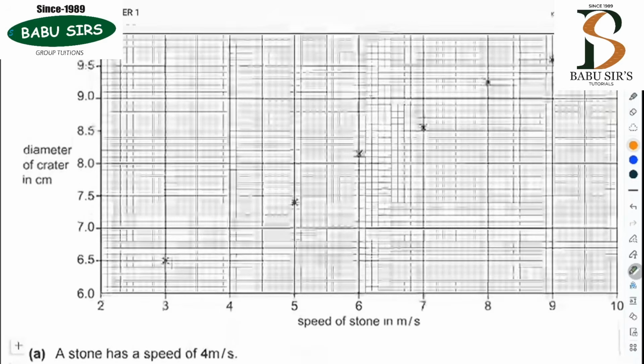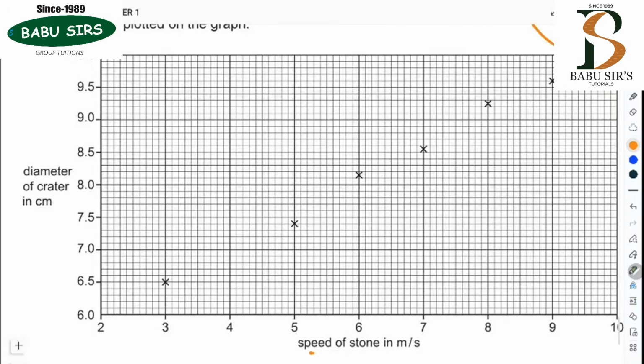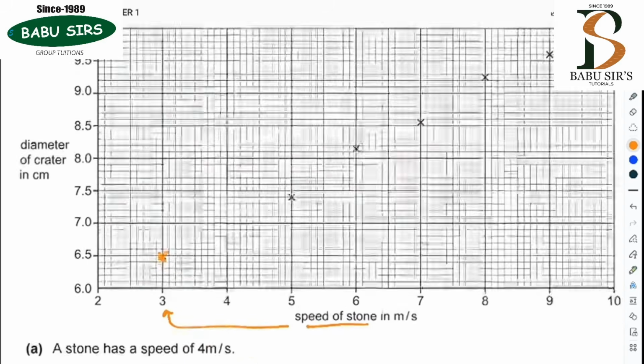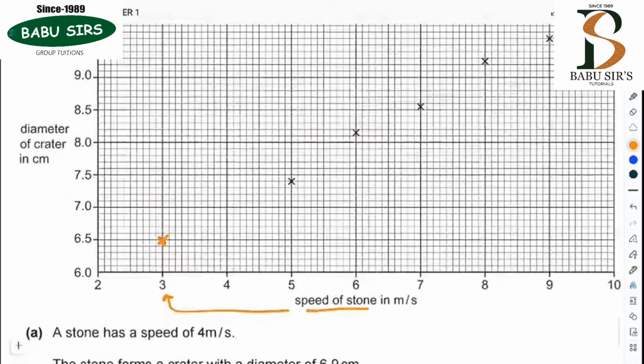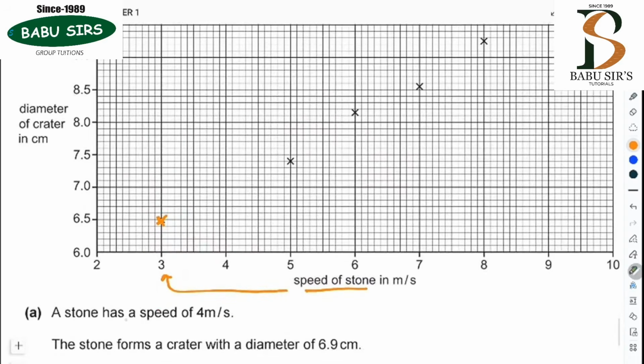So what she has done, the speed of the stone is 3, and at that time she gets a crater of 6.5. Now the next one, the stone has a speed of 4. So the crater diameter is 6.9. If you go here, you can see it is 6.9, and here the speed is 4.